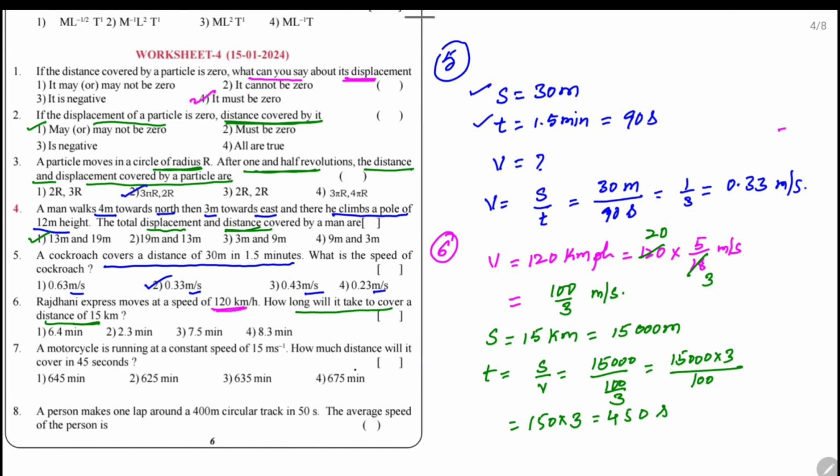But the answer is in minutes. So let's convert this into minutes. So 450 divided by 60 minutes, which is equal to 45 by 6. Simplify this. 45 by 6 means 7.5 minutes. Clear? So your answer is option 3, my dear.